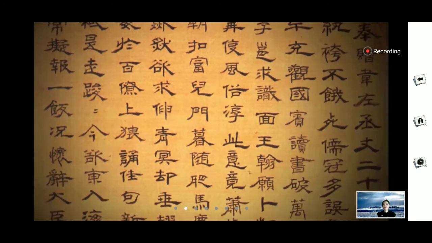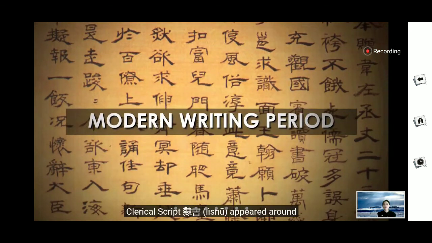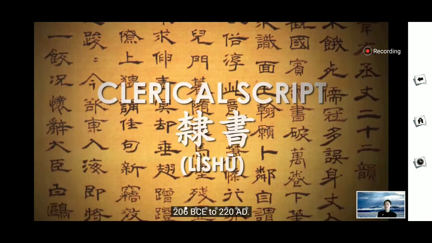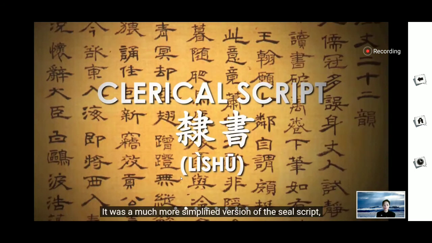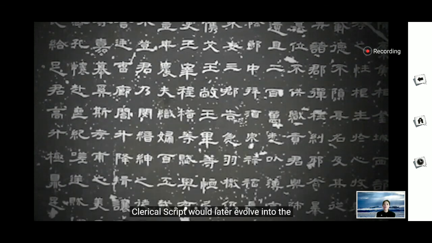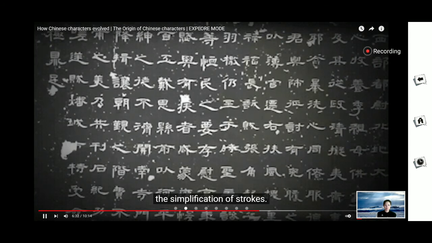Clerical script, or Li Shu, appeared around 206 BCE to 220 AD. It was a much more simplified version of the seal script, replacing curves and circles with straight lines and squares. Clerical script would later evolve into the regular Chinese script we know today, without much change other than the simplification of strokes. But the evolution of Chinese characters didn't stop there.